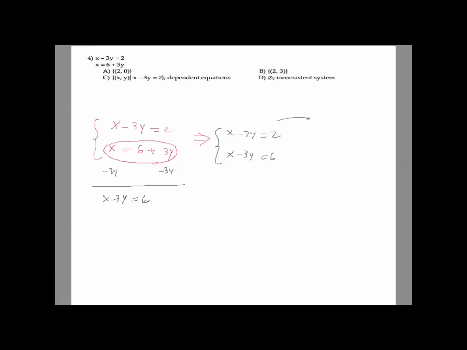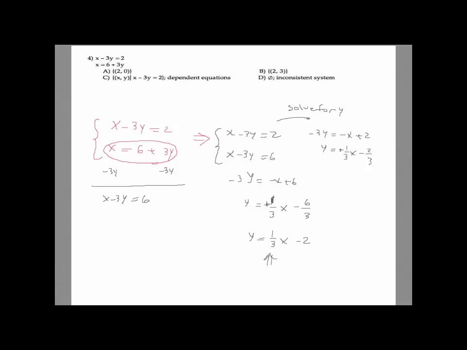In other words, if I solve both of these for y, let's do it that way, that would be fun. The first one becomes minus 3y is equal to minus x plus 2 if I subtract x from both sides of the equation. If I divide each term by negative 3, that becomes y equals positive 1/3 x minus 2/3. If I solve the second one for y, dividing both sides, you get y equals 1/3 x minus 6 over 3.